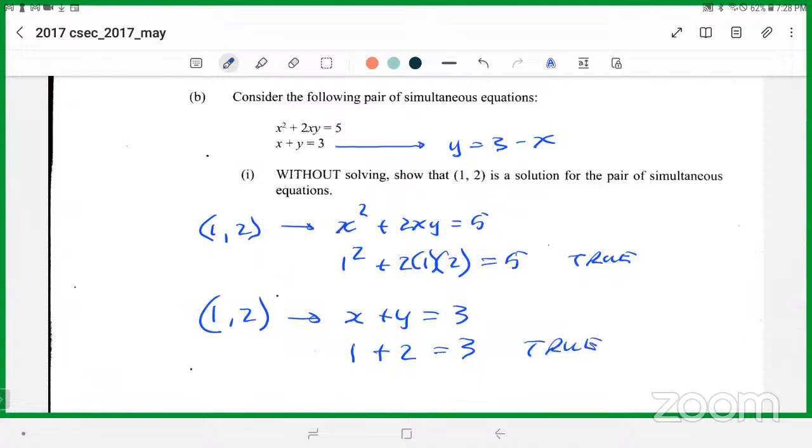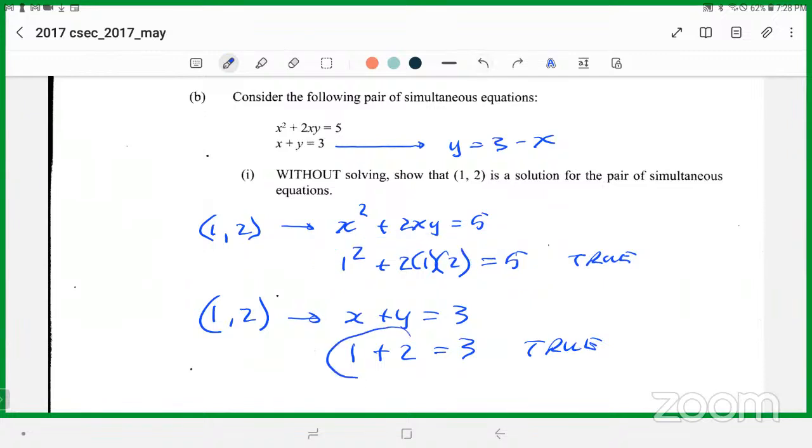So since the point satisfies the two equations, what do I mean by satisfy? When you put the coordinates in the equation for the x and the y, it remains true. It works out true. It is consistent. The values are consistent, because this side works out to what the result is, 5.